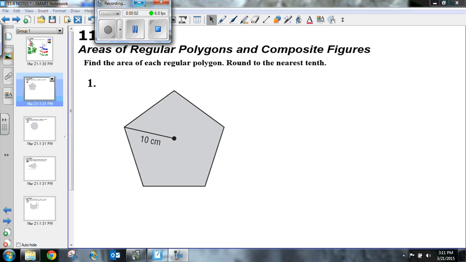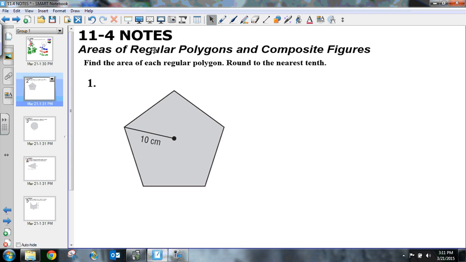Okay, welcome back. This is part two of the 11.4 notes. We're gonna find the area of regular polygons and composite figures. So let's start with this.